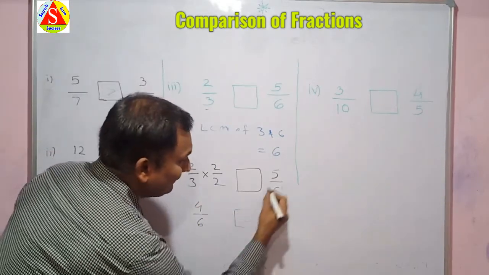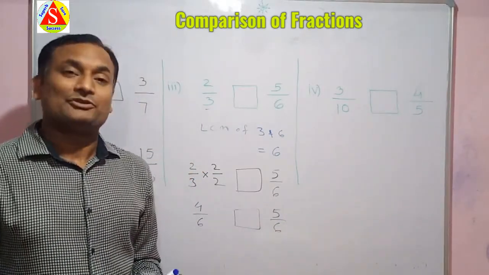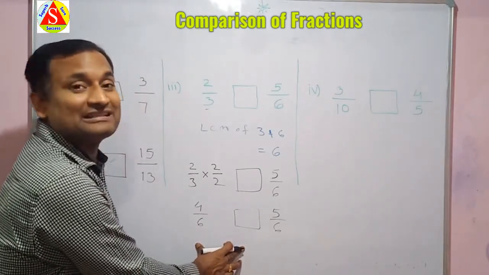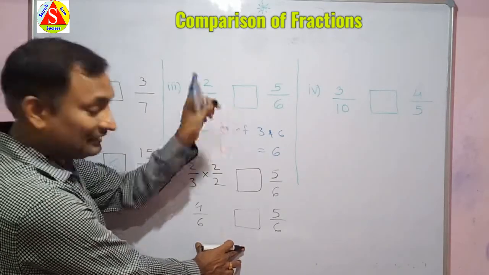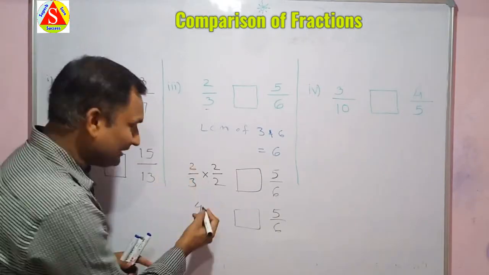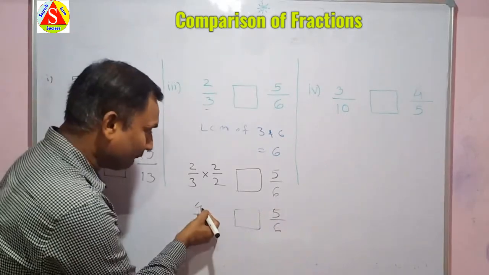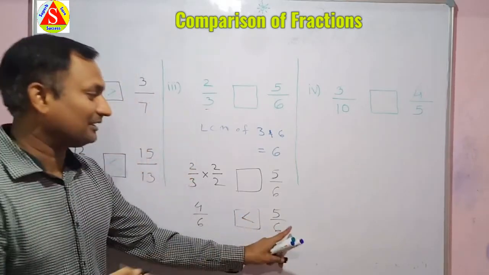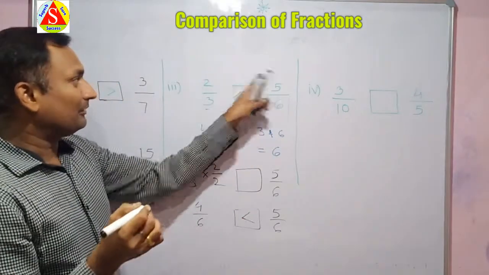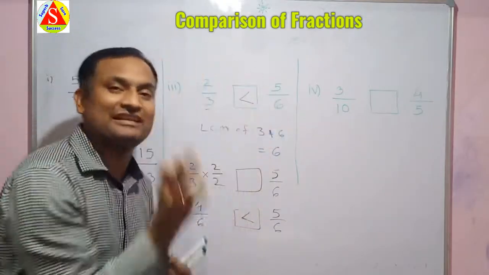Now dear students, we can easily compare 4 by 6 and 5 by 6. You can see here we have equal denominators, or we can say we have converted unlike fractions into like fractions. So we can easily compare by seeing the numerator. Here you can see the numerator 5 is greater than 4. So we can say this term will be greater than this term. Here 2 by 3 is less than 5 by 6, or 5 by 6 is the greater one.